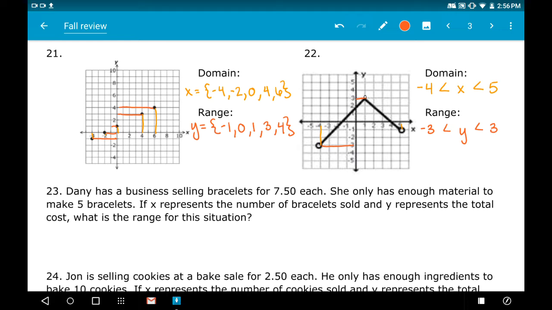But if we look up here, there's no open circle at 3, which means that we could put a point right here, a closed point right there, and we would have a point at 3. So this one needs to be closed. So that is our domain and range. Discrete should be written as a list. Continuous you write with inequalities.